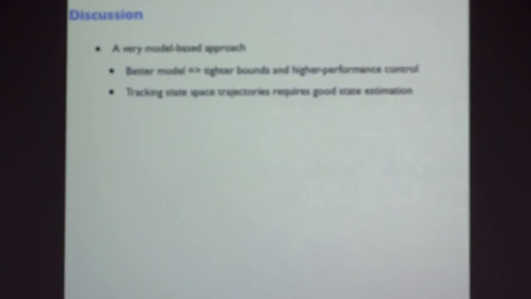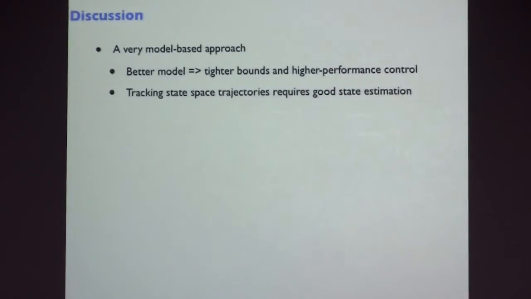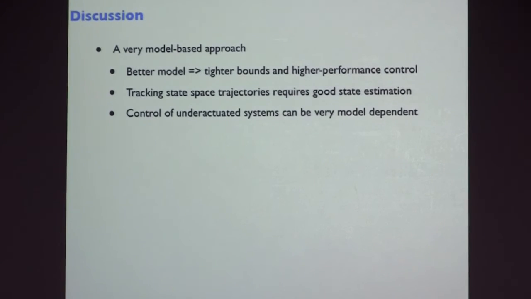We're tracking state-space trajectories, it's good state estimation, another thing I didn't want to spend a lot of time on. It makes sense. I mean, you shouldn't expect to do very high performance things without a model, I think, but it's a burden. And in general, I think control of underactuated systems is very model dependent, because if I don't have an actuator co-located with a joint, I can't just squash nonlinear friction terms. So I have to worry about the friction in these other joints.